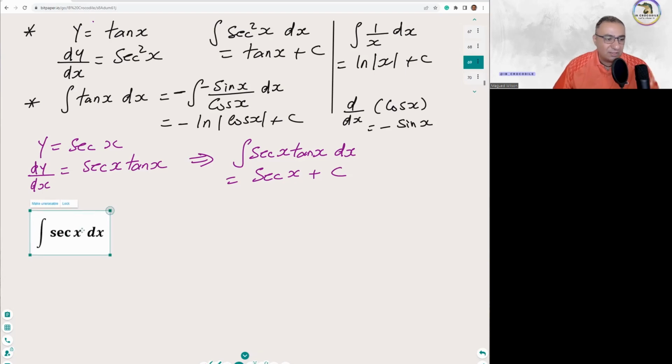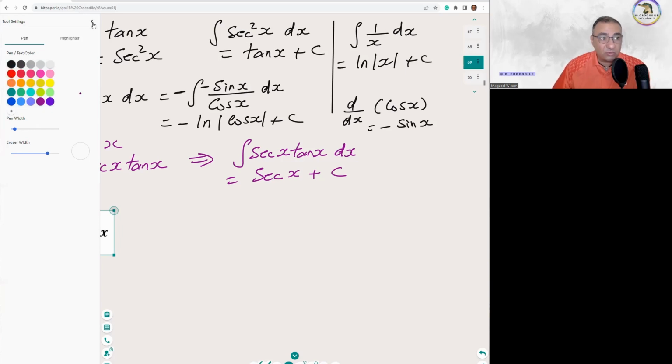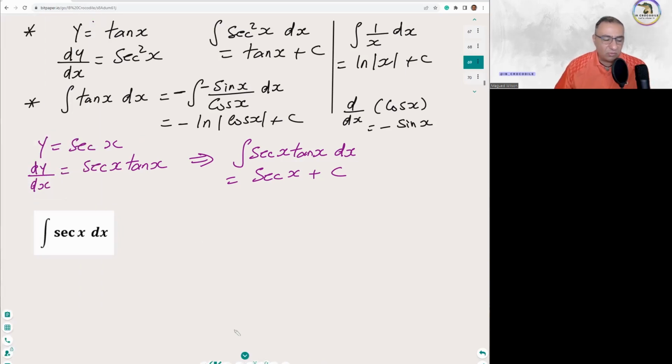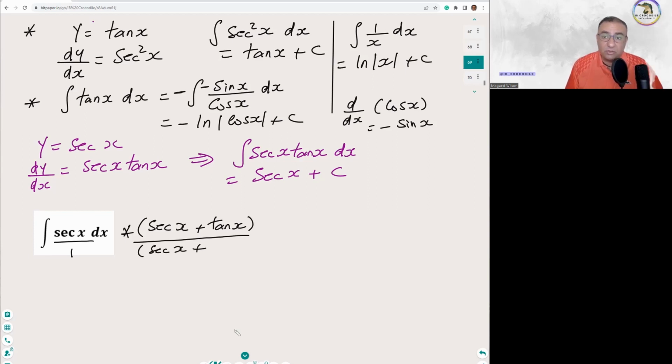So for secant of x, what is the manipulation? You need to know this. You multiply both, so let's say this is over 1. Let's multiply both numerator and denominator by secant x plus tan x. This is the manipulation that I'm going to use, and then use the rules of integration.